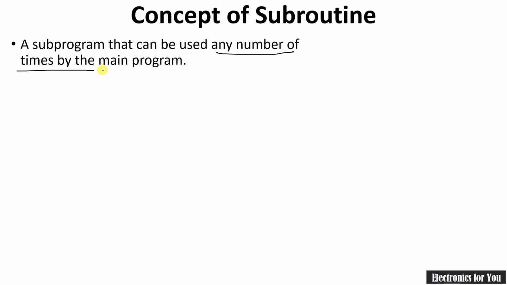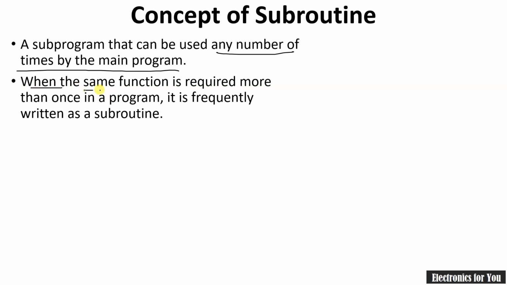times by the main program. Generally a subroutine is a program which is written outside the main program, and that program can be used multiple times. When the same function is required more than once in a program, it is frequently written as a subroutine. So if you want to use some program multiple times, that subprogram should be written outside, and we should call it in our main program. This subprogram is known as a subroutine.